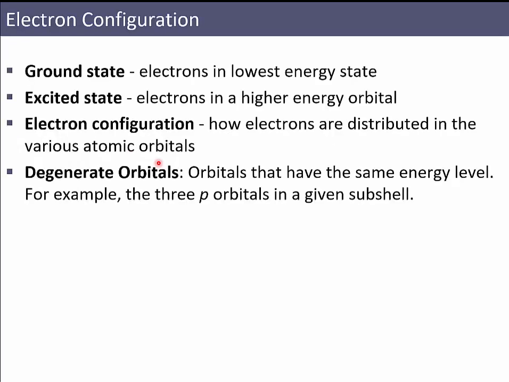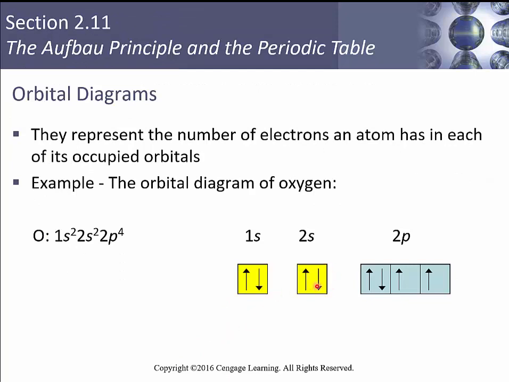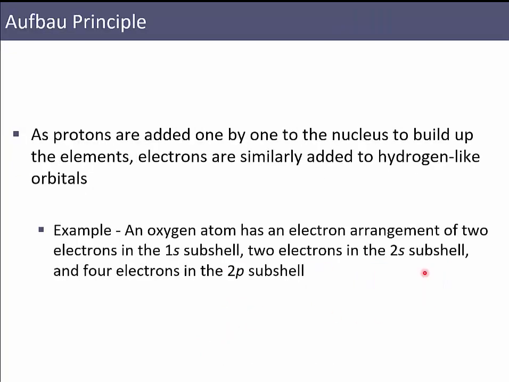Now, if you remember, we've got definitions of the ground state. That's our electrons in the lowest energy state. So most of the things we're going to be doing are looking at things in the ground state. Sometimes we'll look at stuff in the excited state. So that's when an electron is in a higher energy orbital. So you can imagine taking one of these guys from here and moving it up into a p. That would be an excited orbital.